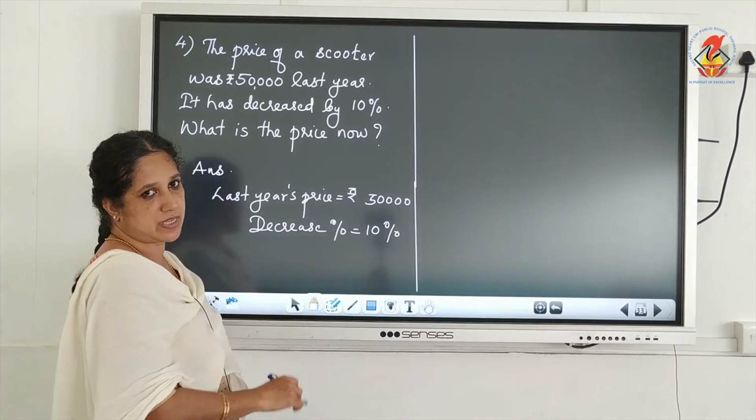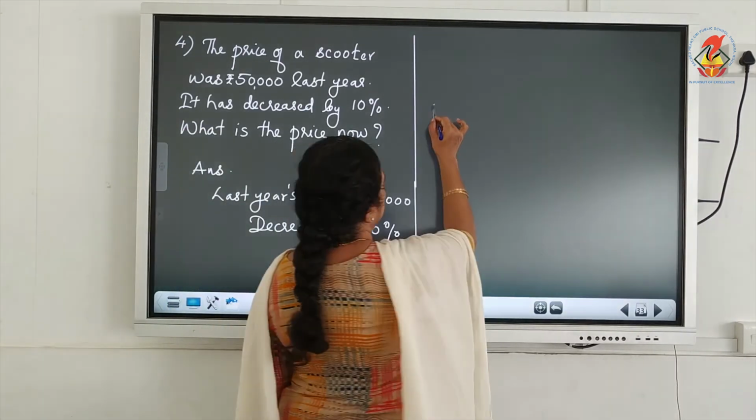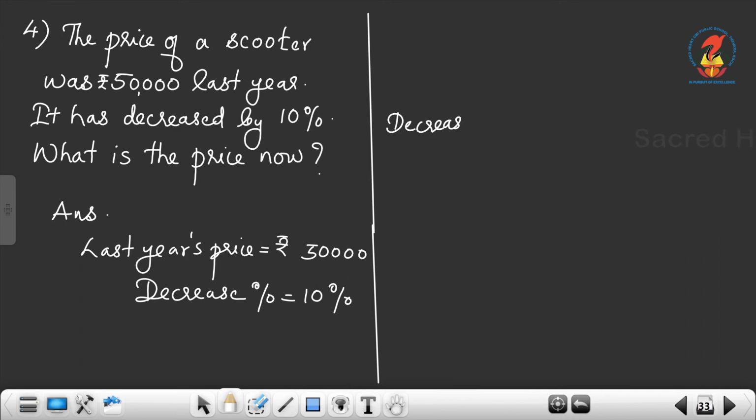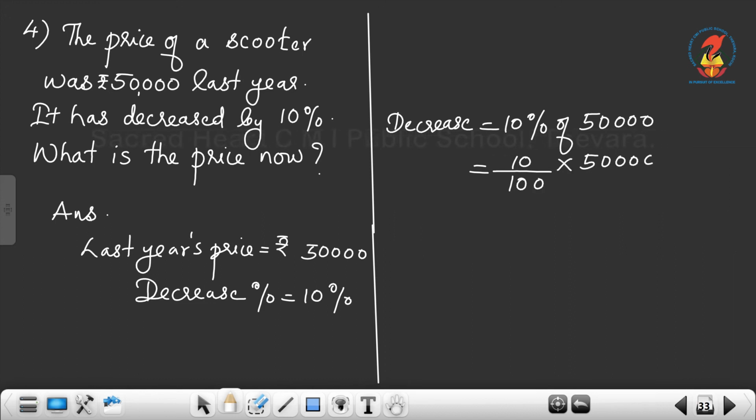The decrease will be equal to 10% of 50,000. You can find 10% of 50,000, that is 10 by 100 into 50,000. 100 and 50,000 you can cancel, so you will get 500. So 10 into 500, which is equal to 5,000. So the decrease is rupees 5,000.